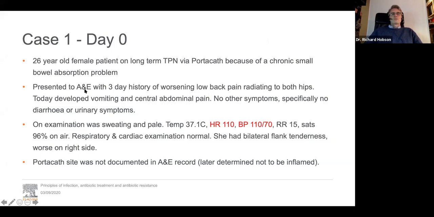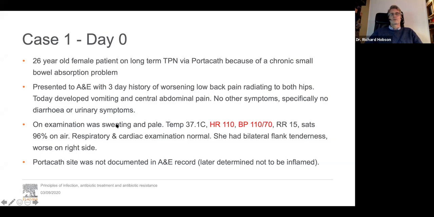She presented to A&E, or the emergency department, with a 3-day history of worsening low back pain, which radiated to both her hips. Today, she has developed vomiting and central abdominal pain, so quite a few symptoms. She's got no other symptoms, and specifically, she's got no diarrhea or urine symptoms, which might help to establish what the cause or source of her abdominal pain is.